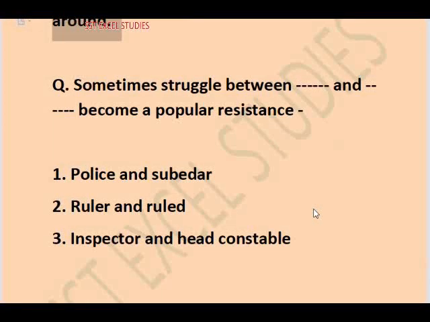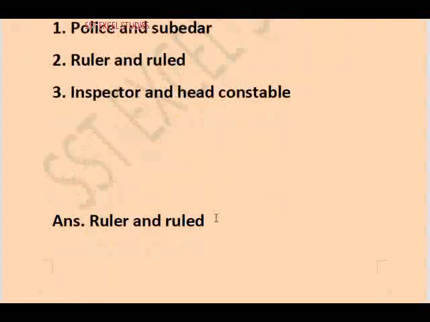First question is: sometimes struggle between dash and dash becomes a popular resistance. Options are police and subedar, ruler and ruled, or inspector and head constable. Answer is ruler and ruled.